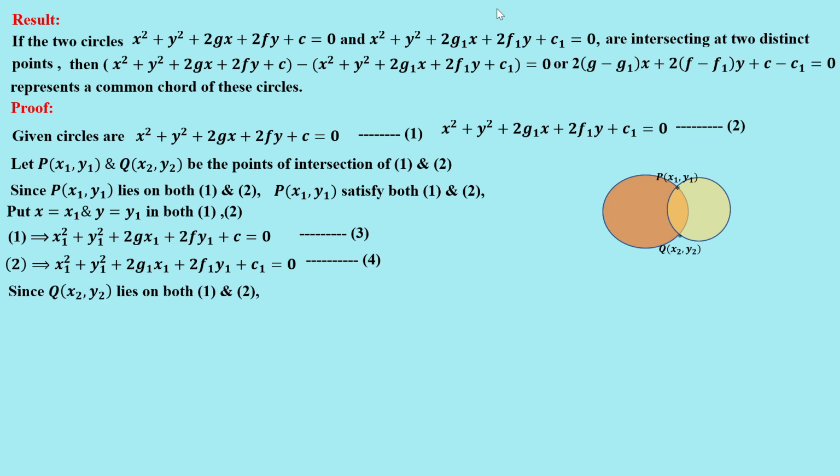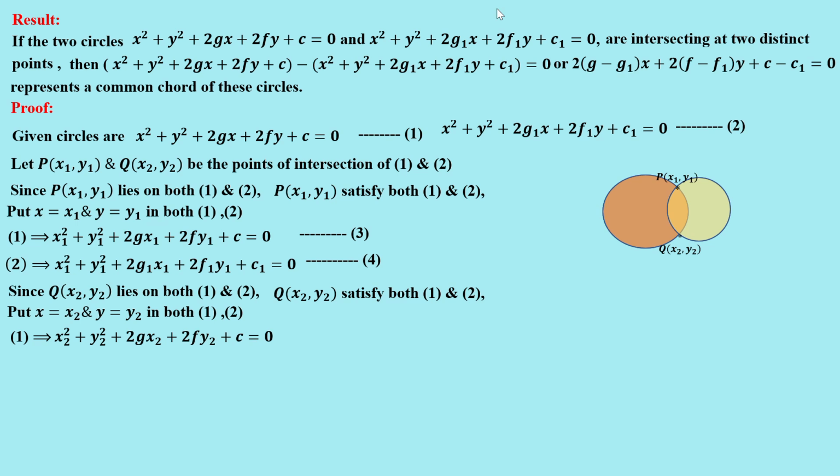Since Q(x2, y2) lies on both 1 and 2, Q satisfies both 1 and 2. So put x = x2 and y = y2 in 1 and 2. So 1 implies x2² + y2² + 2gx2 + 2fy2 + c = 0. That is equation number 5. 2 implies x2² + y2² + 2g1x2 + 2f1y2 + c1 = 0. That is equation number 6.